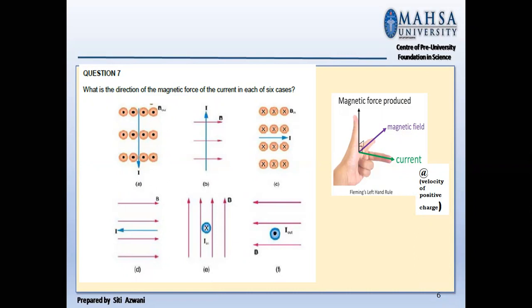Just some revision on how to decide the direction of your magnetic force. You need to solve by using Fleming's left hand rule. Your thumb shows the direction of your magnetic force. The first finger is the direction of your magnetic field B, and the third finger is the direction of your current in a wire, which is the same as the direction of the positive charged particle. Let's do some revision of the Fleming left hand rule.